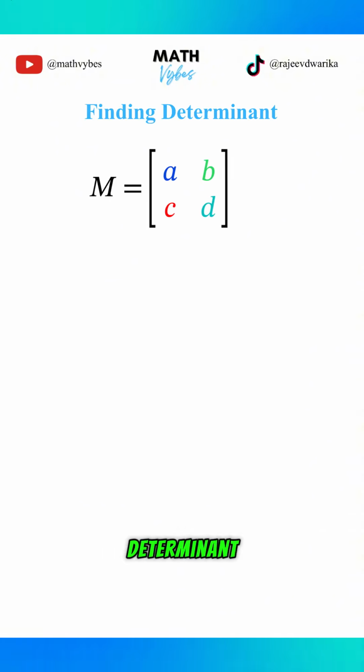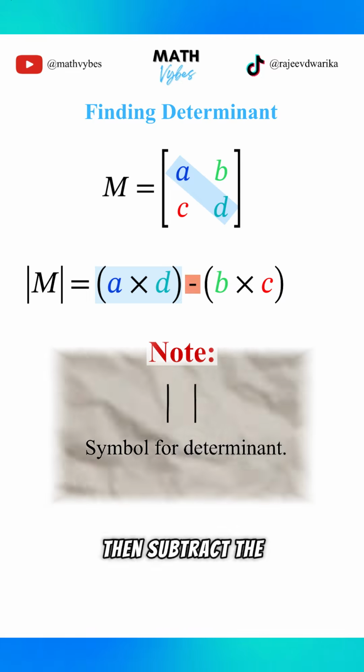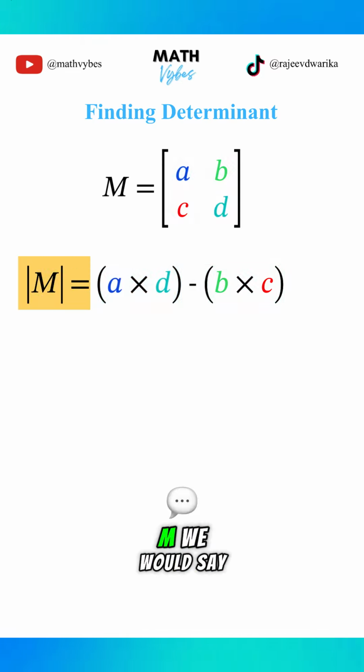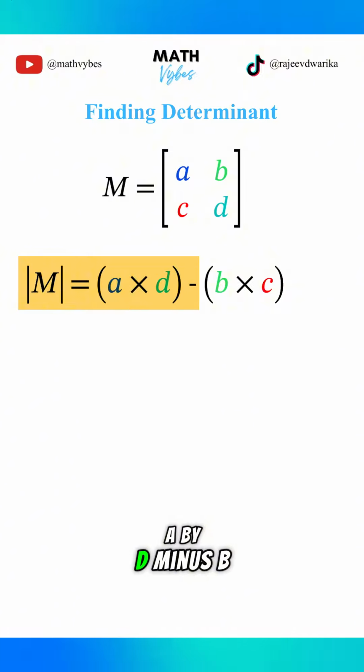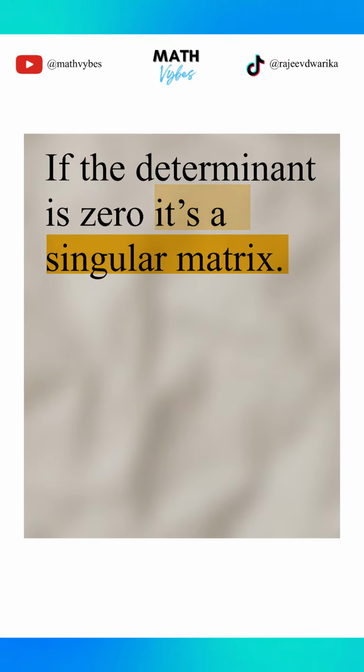To find the determinant, we are going to take the product of the first diagonal, then subtract the product of the second diagonal. So for this matrix M, we would say A by D minus B by C. If the determinant is 0, we would call it a singular matrix.